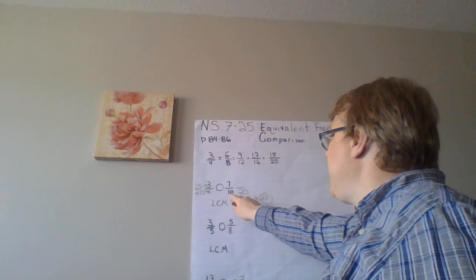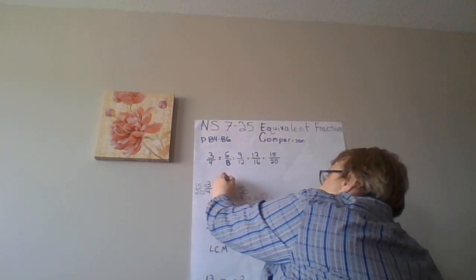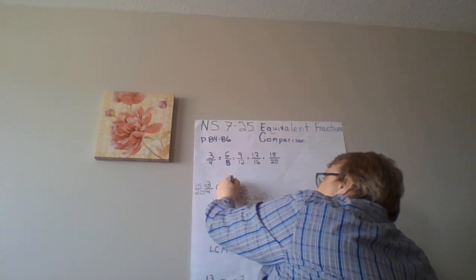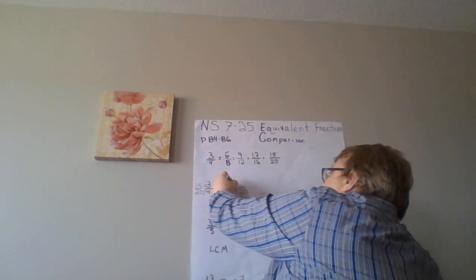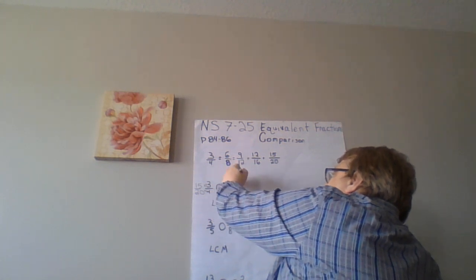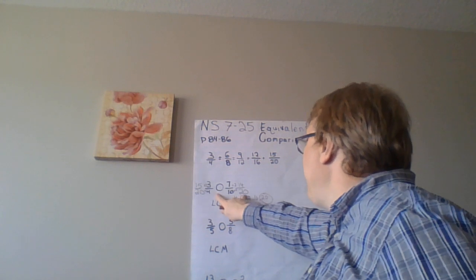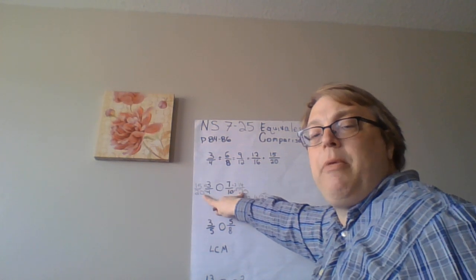What do we multiply 10 by to get 20? 1, 2. We multiply the bottom by 2. 10 times 2 equals 20. Therefore, let's do the same to the top. 7 times 2 is 14. Now we have fractions with the same denominator, the same bottom.